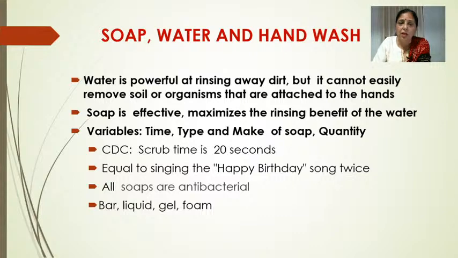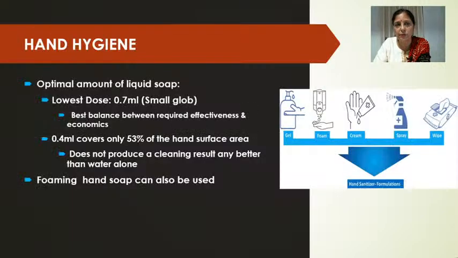And the type of the soap, whether it is antibacterial or which soap should be used, all soaps per se are antibacterial. Whether we want to use a bar, liquid, gel, or a foam soap, all are good soaps. And how much is the quantity which we use? That is the optimal amount of the liquid soap. It has been seen that the lowest dose is 0.7 ml. That is a small glob or a dime which can be used from the liquid soap.